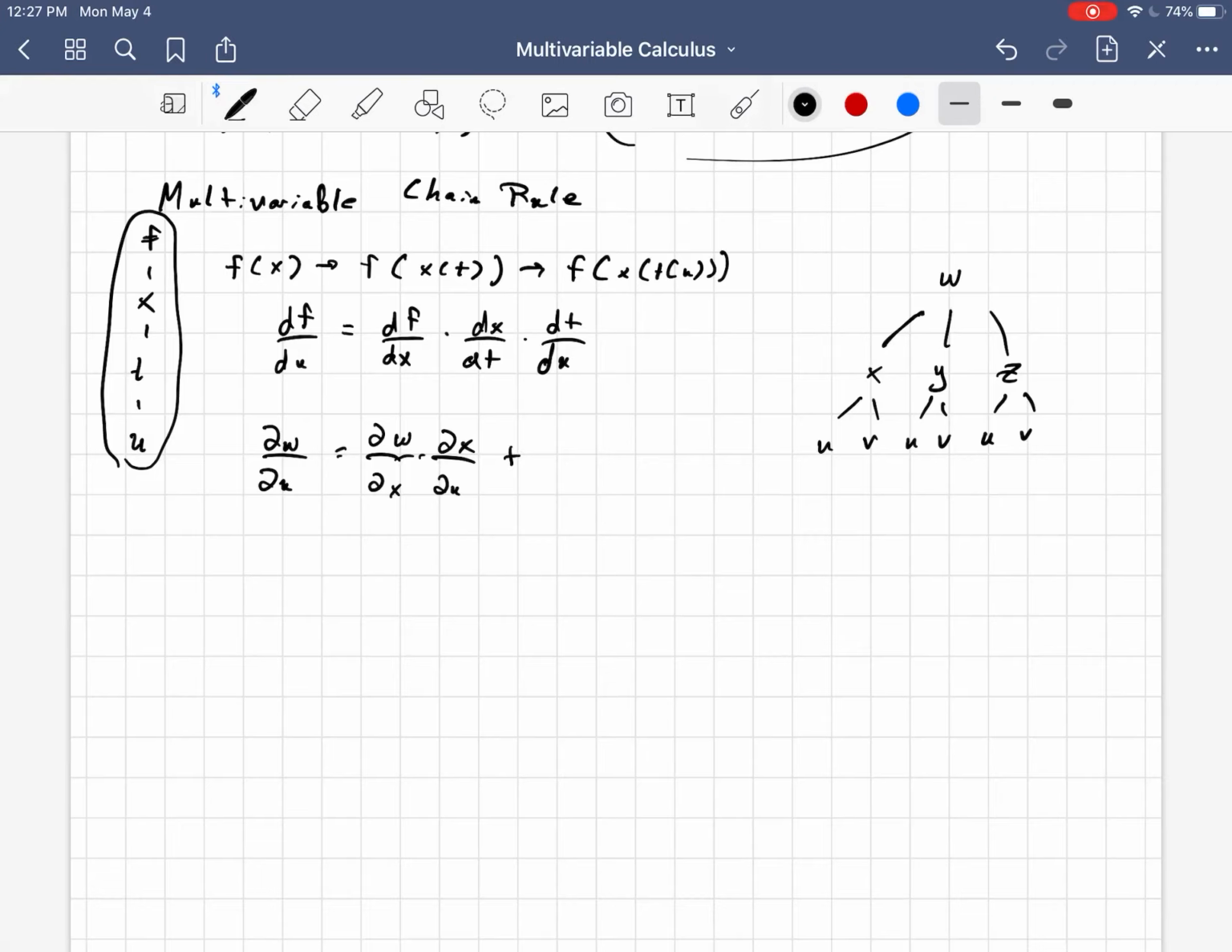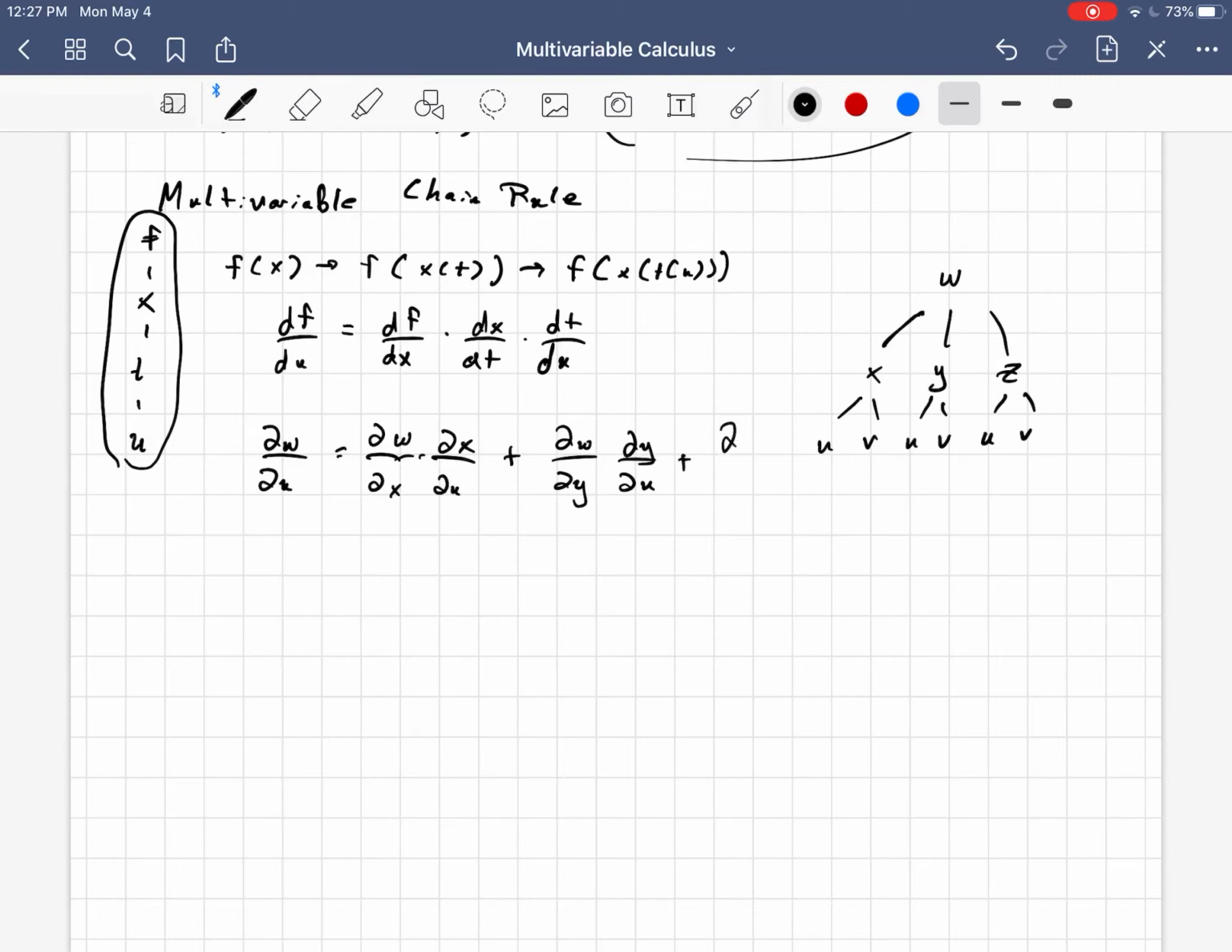But now here we're going to add another pathway, so we're adding the partial of w with respect to y times the partial of y with respect to u. And so that comes from going from w to y and then y to u. So whenever we go along a branch, we're multiplying by our partial derivatives, and then when we go to another branch, we're adding that separate outcome. So that should be relatively intuitive, at least.